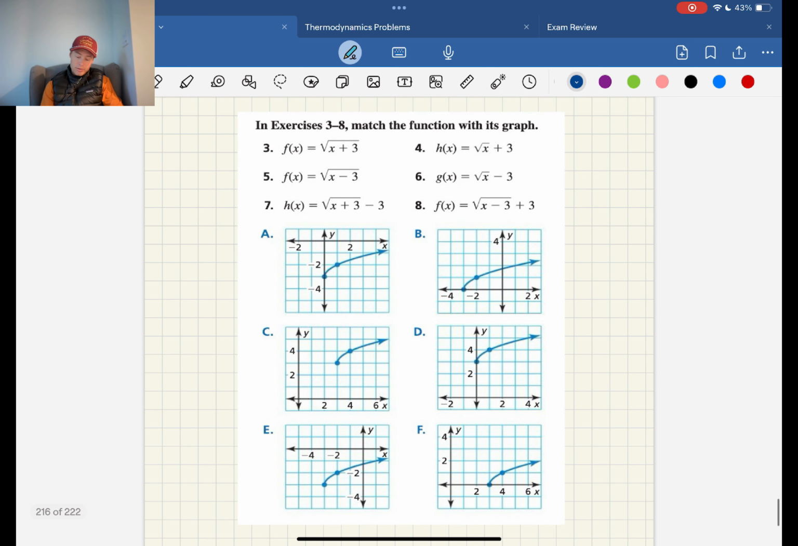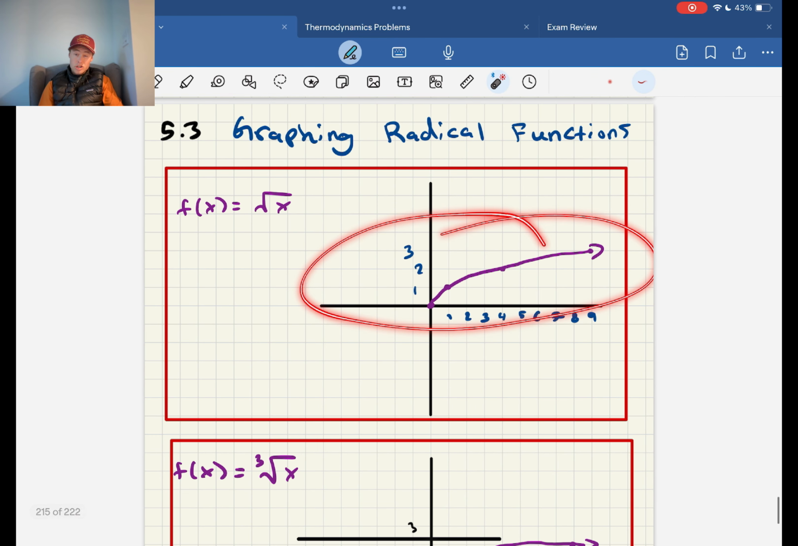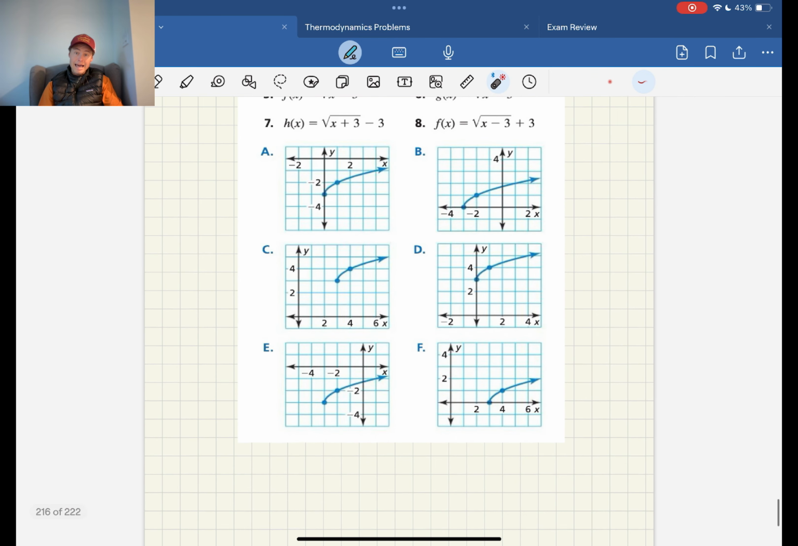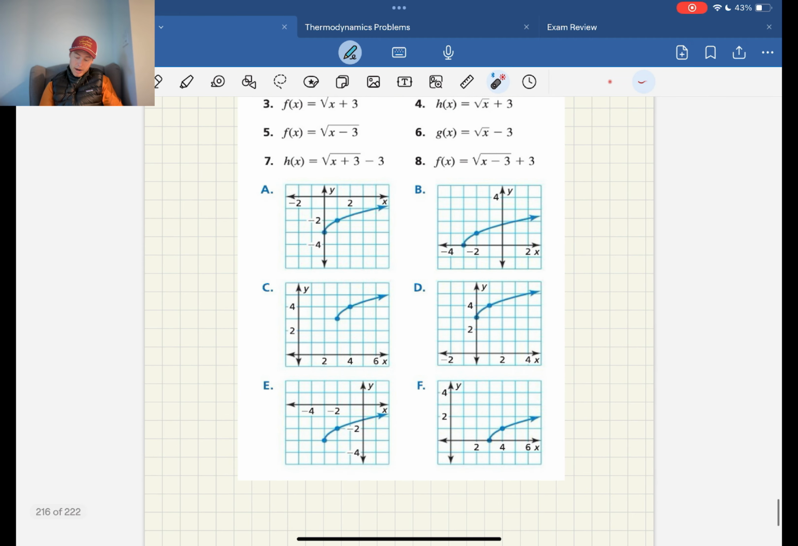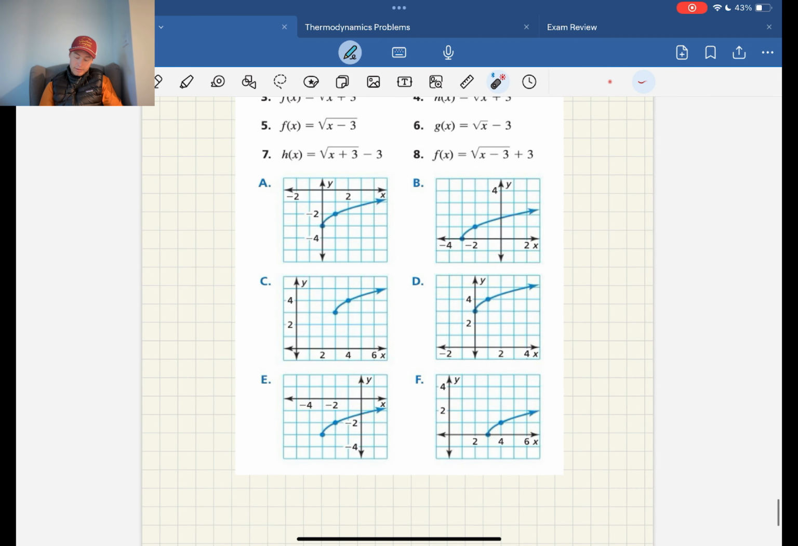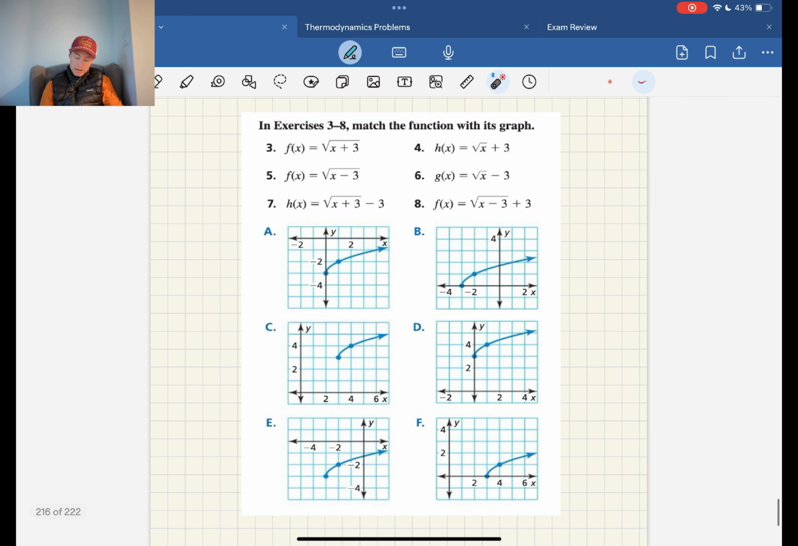So first one, number 3, square root of x plus 3. When you add this 3 inside the radical, what that does is it takes our parent function and it just shifts it 3 units to the left. Great, so which one took our parent function and shifted it 3 units to the left? Well, this one, instead of starting at 0, starts at negative 3, which means it shifted it 3 units to the left. Okay, so number 3 is B.